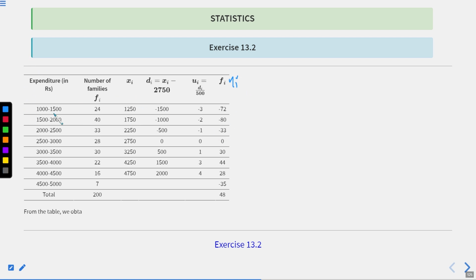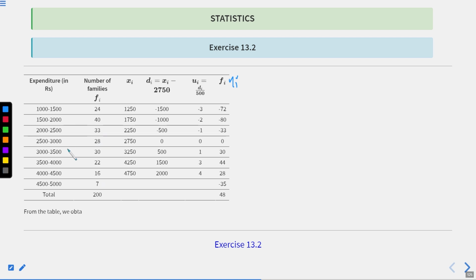So here for this class, xi is 1250, di is minus 1500, and ui is minus 3, and fiui is minus 72. And for this class, xi is 1750, di is minus 1000, and ui is minus 2, and fiui is minus 80. And in this class, xi is 2250, di is minus 500, and ui is minus 1, and fiui is minus 33, and so on. So you can see for other classes.